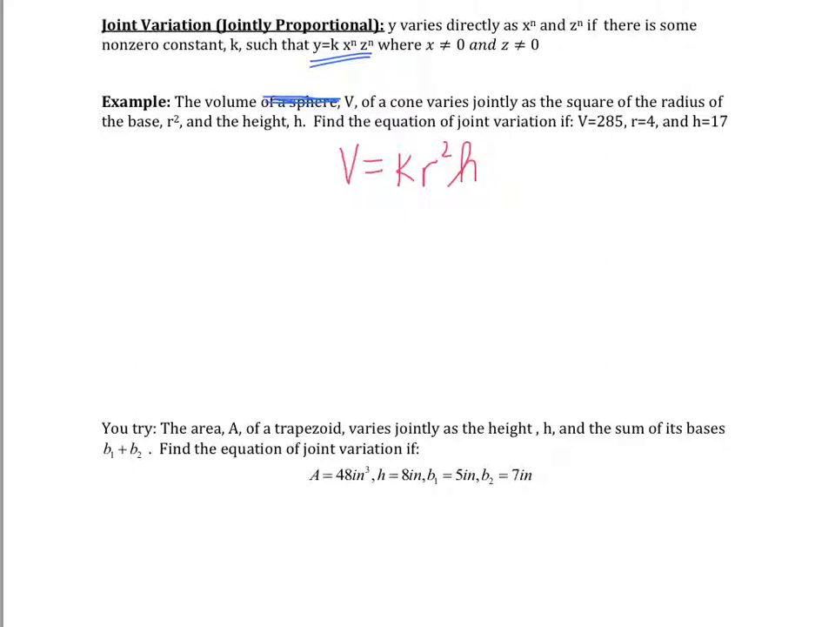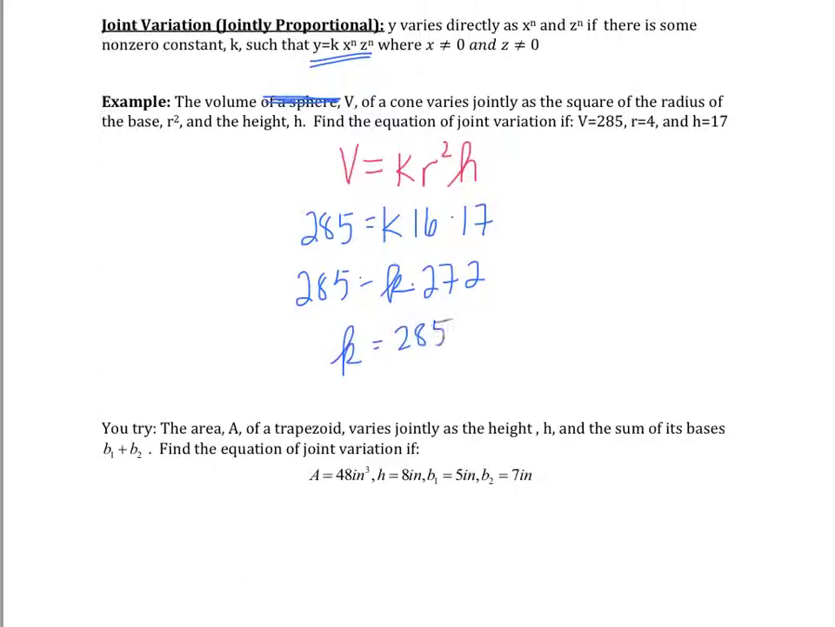And then we just want to start plugging in what we know. I know the volume is 285. I don't know what k is. I know r is 4, so r squared is 16. And I know h is 17. So this is going to give me 285 equals k times 272. Divide both sides by 272, and k equals 285 over 272. That cannot be reduced, but as a decimal it is 1.05.